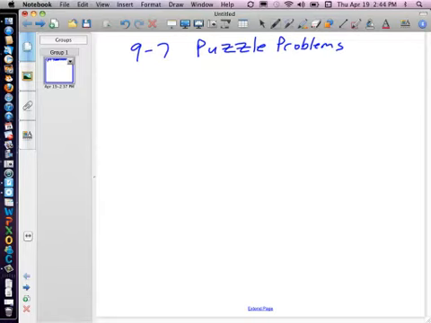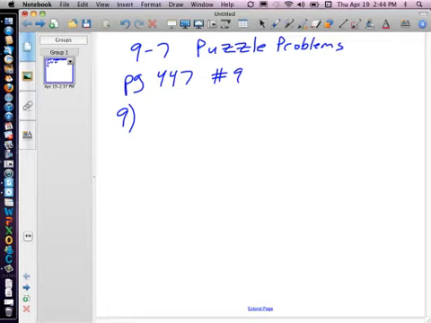Let's start with something like a number problem, which will be problem number 9 on page 447. Also, you may want to take a look at example 1 back on page 444. It'll use some of the similar terminology as I'm going to use in this problem here.